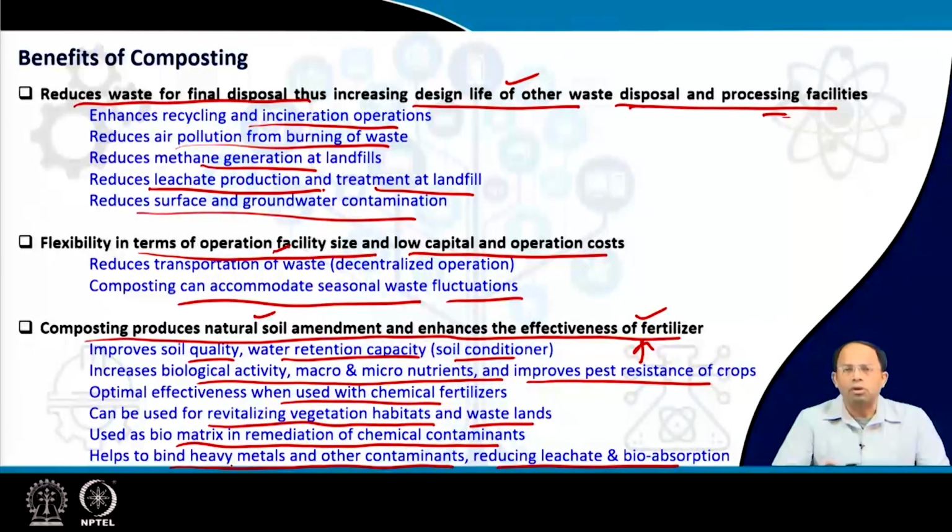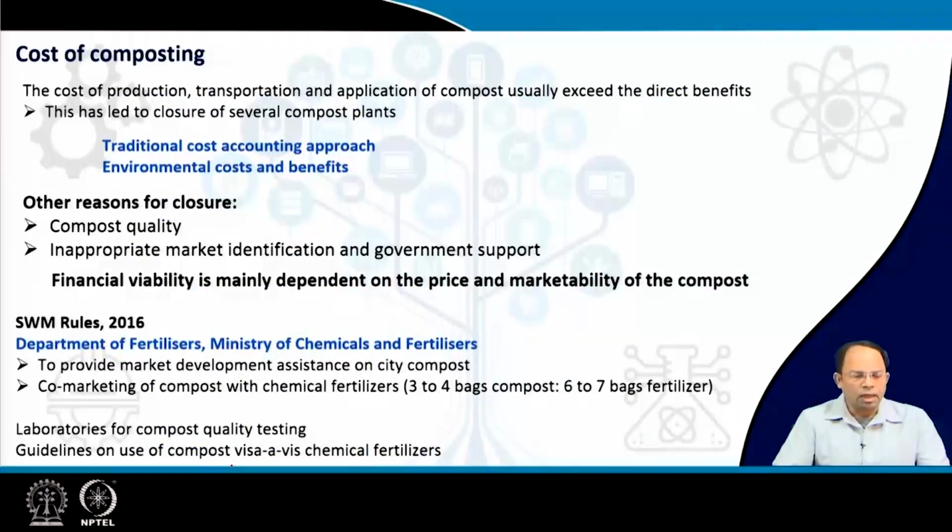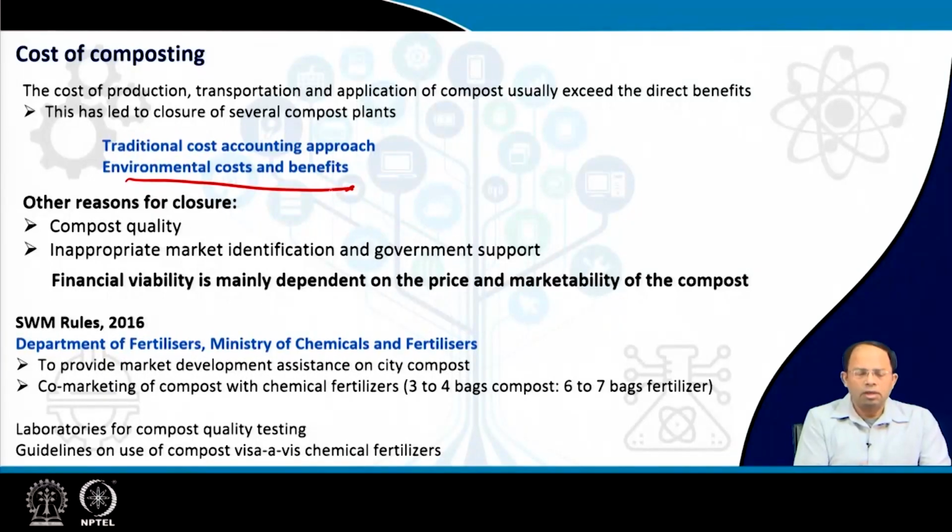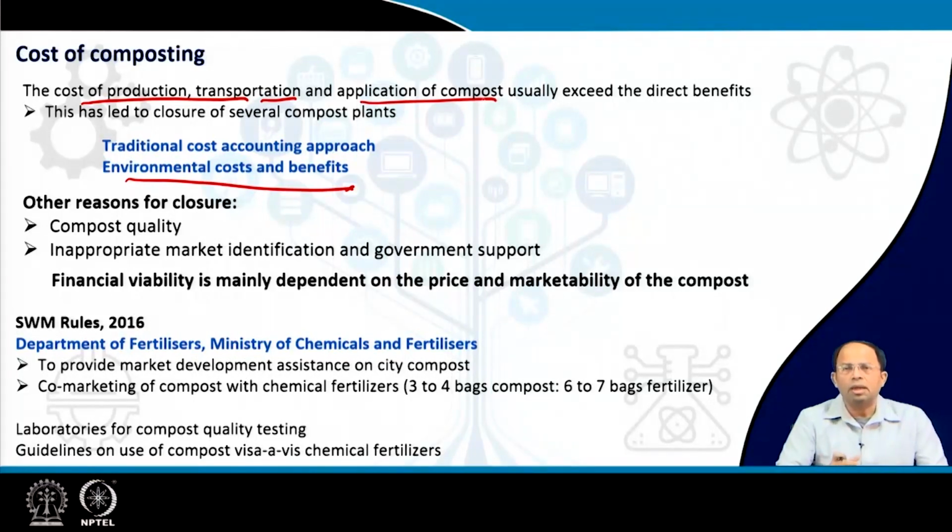So these are the different benefits of the composting process. As you can understand, these benefits are environmental benefits, but at the same time, we have to do the cost calculation of composting, because it's an additional process that we are introducing for solid waste management in urban areas. Usually what we have found is that the cost of production, transportation and application of compost, so not only collection, segregation and production of the compost, but also its transportation and application, usually exceeds the direct benefits.